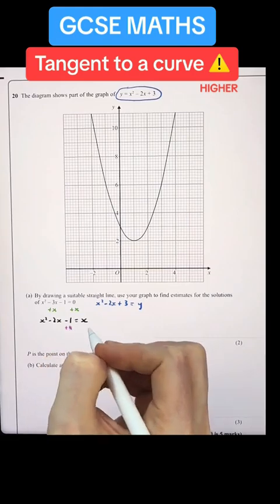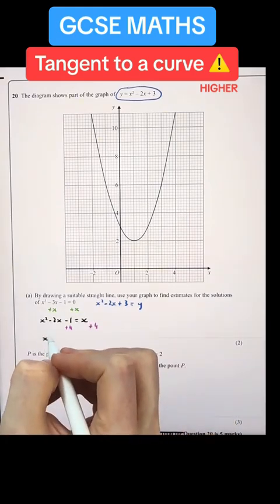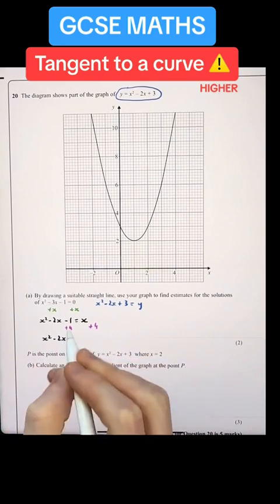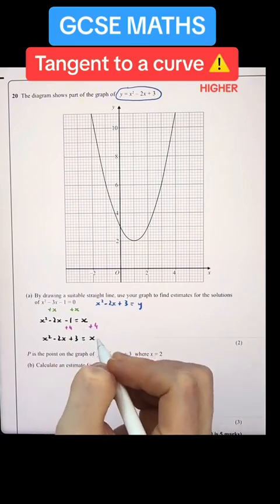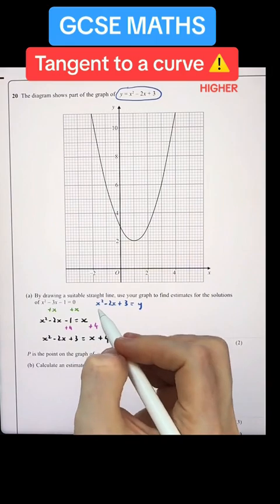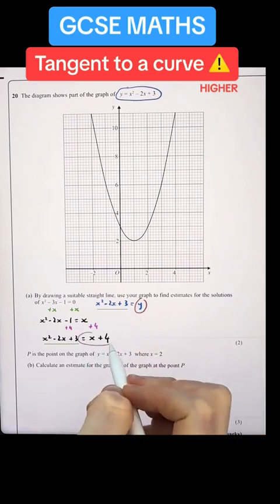So if I add 4 to the left-hand side, I must do the same to the right to keep it balanced. On the left-hand side, I've still got x squared. I've still got negative 2x. Well, negative 1 add 4 gives us positive 3. And on the right-hand side, I've now got x plus 4. Now my quadratic is the same. Therefore, the straight line I need to draw is y equals x plus 4.